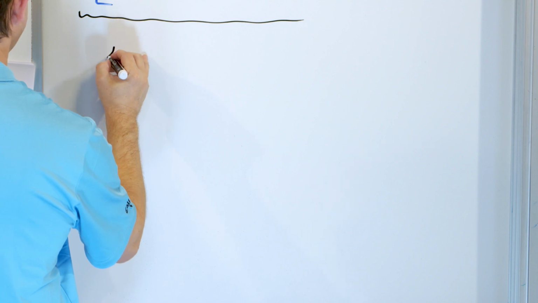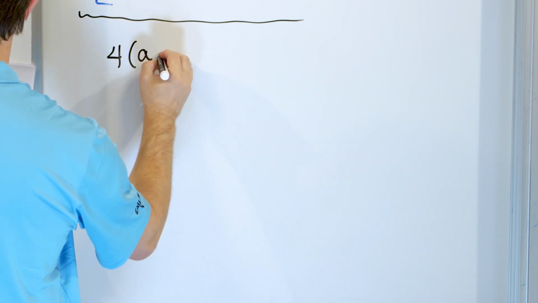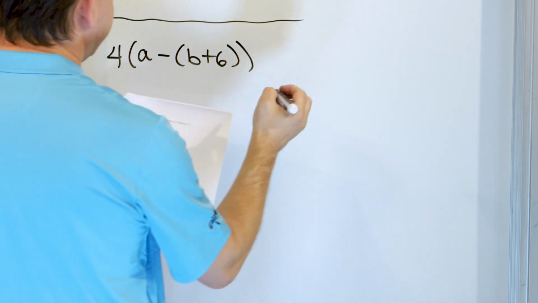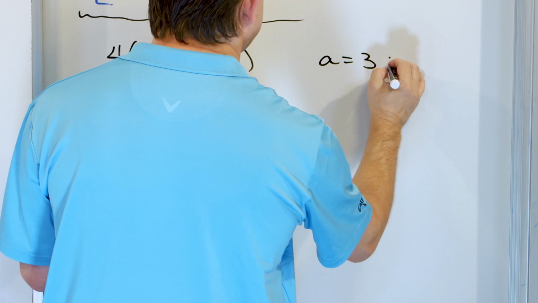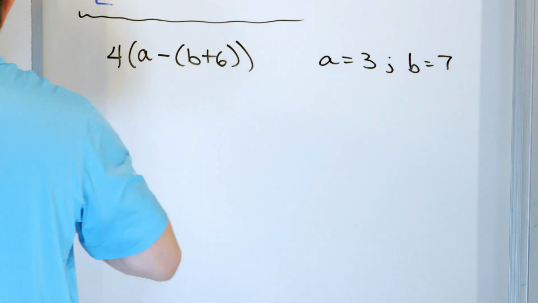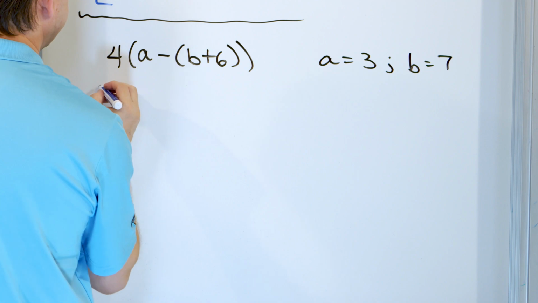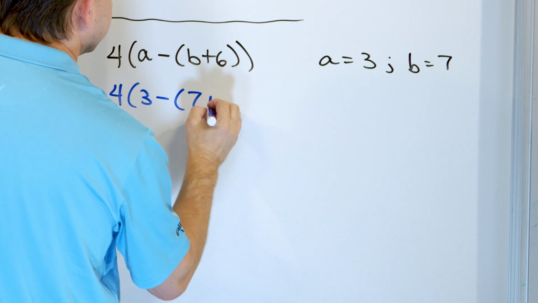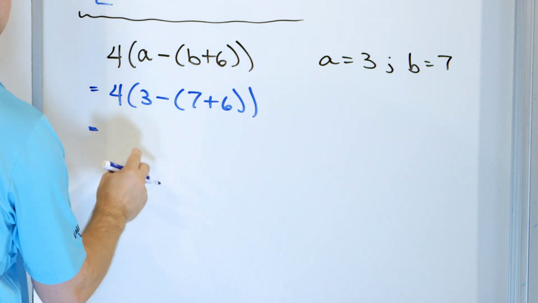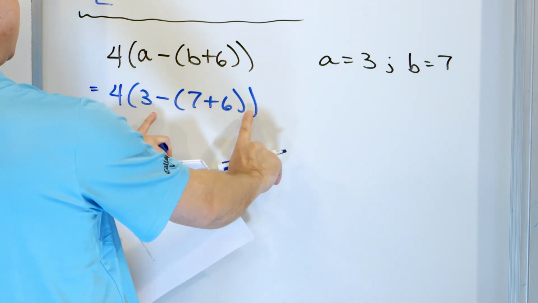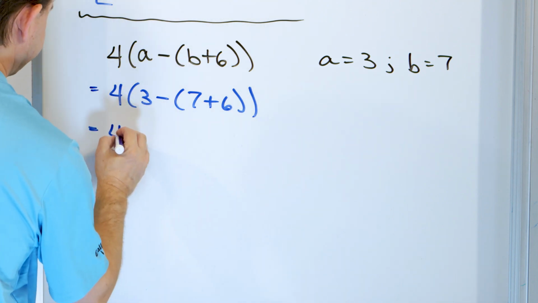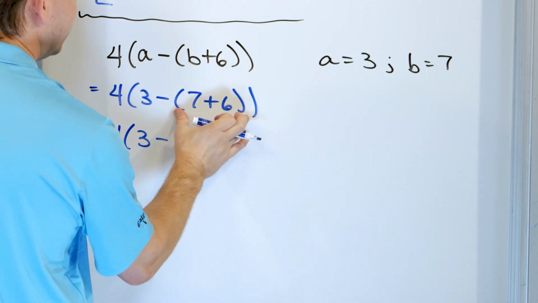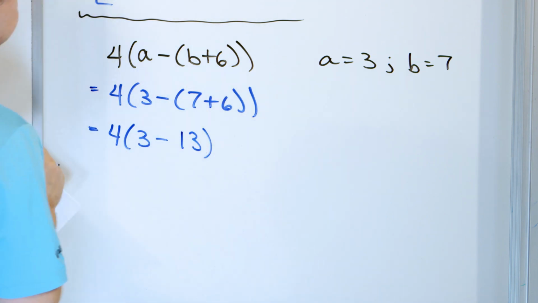All right, let's take a look at 4 times a minus b plus 6. We'll close that off like this. And I will tell you that a is 3 and that b is 7. All right, so let's put a 3 in here. This is just a 3. And on the inside here, b is 7. Close it off like this. So we have an outer parentheses. We must do what's inside, but inside we have an inner parentheses. So that's what we actually do first. 7 plus 6 is going to be 13. We can remove the parentheses and just put 13 here.